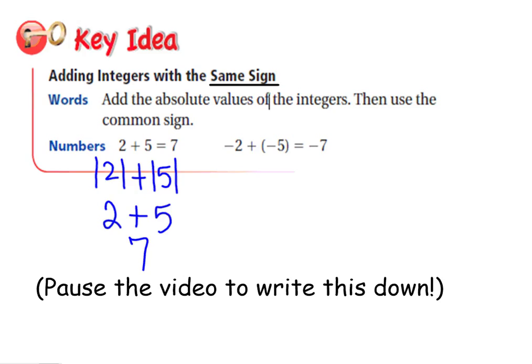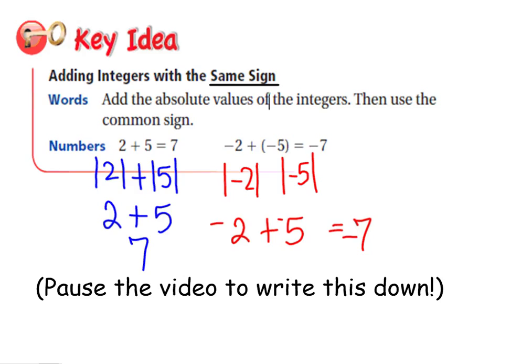However, in the next example, we have negative 2 plus negative 5. Now here, they're both negative. So what we do is we combine the absolute value of negative 2, which is 2, and the absolute value of negative 5, which is 5. Now, as you know, 2 plus 5 is 7. However, going back to the original problem, negative 2 plus negative 5 would make negative 7. I want you to pause the video now to write this down, and let's continue when you're done.